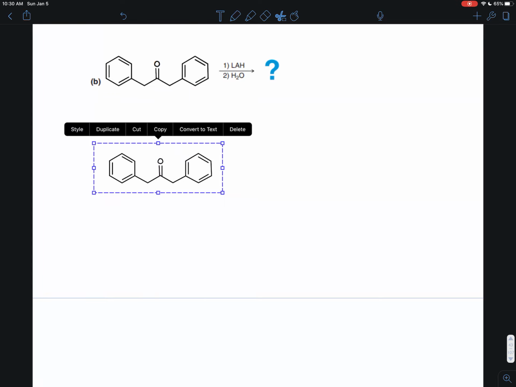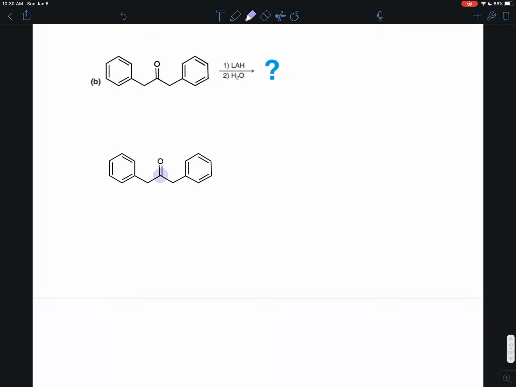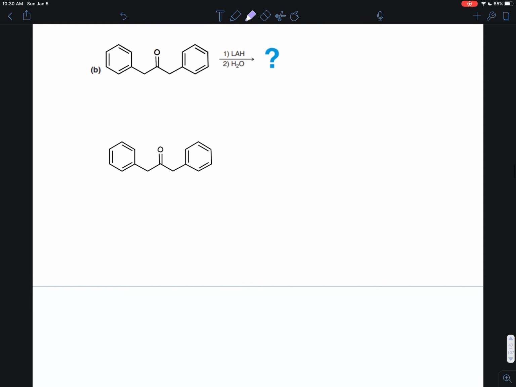And notice that this is a ketone because you have a carbon double bonded to an oxygen with a carbon on both sides of it. So you have a carbonyl with carbons on both sides. That's a ketone. Now in the first step we have LAH, that's lithium aluminum hydride.